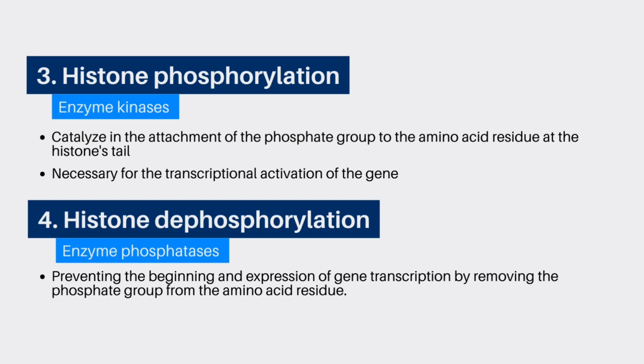Last but not least is histone dephosphorylation. With the enzyme phosphatase, it can prevent the initiation and expression of genes by removing the phosphate group from the amino acid residue on the histone tail.